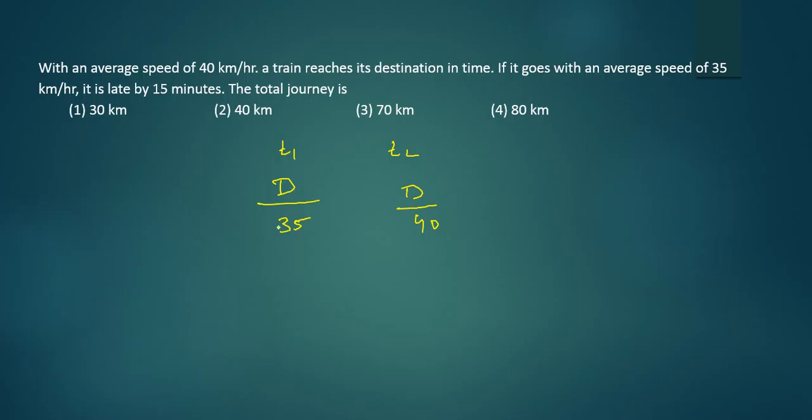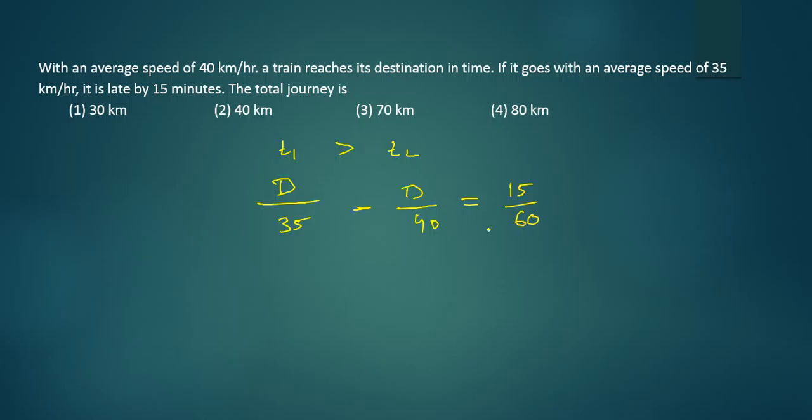See, if you're traveling at lower speed, it will take more time. So you can say that simply T1 is greater than T2, because while traveling with a low speed, you will take more time to cover a certain distance. So T1 must be greater than T2. What is given here? The difference. It means d by 35 minus d by 40 is given how much? 15 minutes. 15 minutes can be written as 15 by 60 hours.